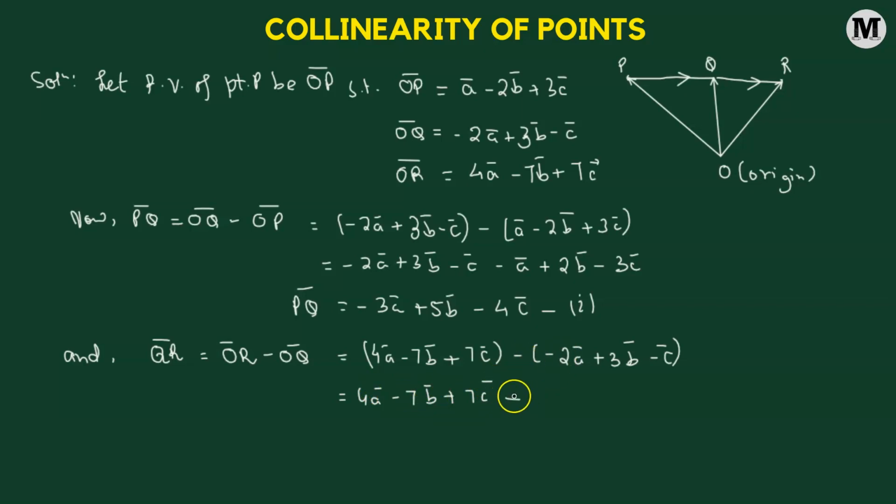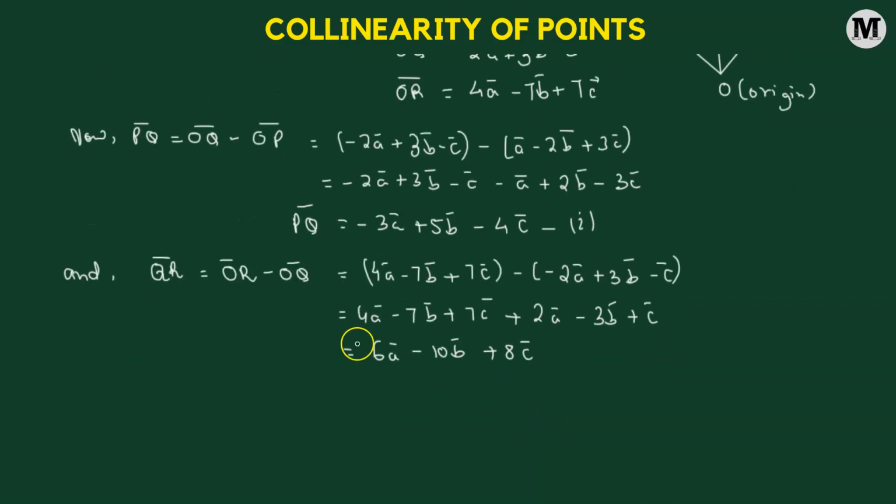Negative times negative 2A will be positive 2A vector. Negative times positive 3B will be negative 3B vector. And negative times negative C will be positive C vector. Now 4A plus 2A gives us 6A vector. Negative 7B added to negative 3B will be negative 10B vector. Then we have 7C vector plus C vector, so that's going to be positive 8C vector. So this is the vector QR. QR vector is 6A vector minus 10B vector plus 8C vector. Let's label this as number 2.